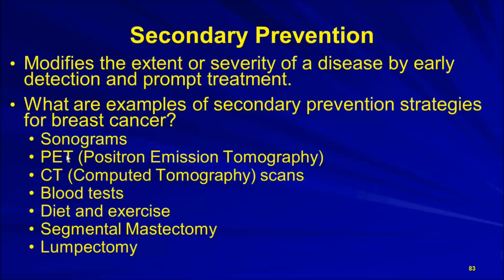And you notice the slight difference in some of the recommendations for secondary prevention strategies. We're looking at sonograms, we're looking at PET, CT, blood tests, diet and exercise, that's the same, and segmental mastectomy, which has been very effective as a surgical strategy, and lumpectomy. And you might think of others here that I have not included.